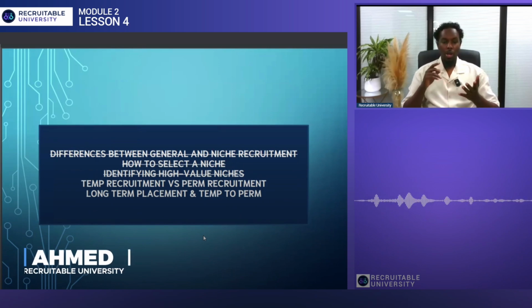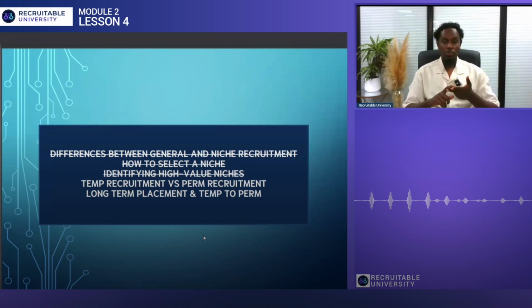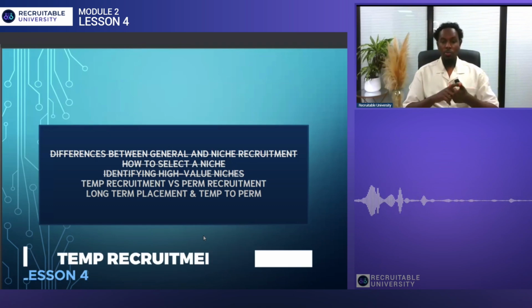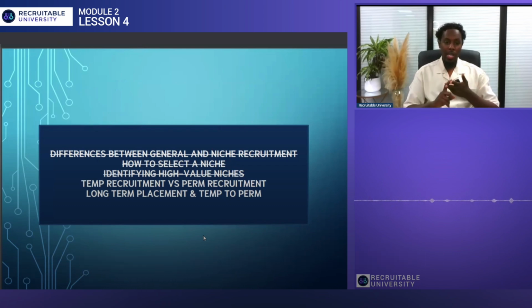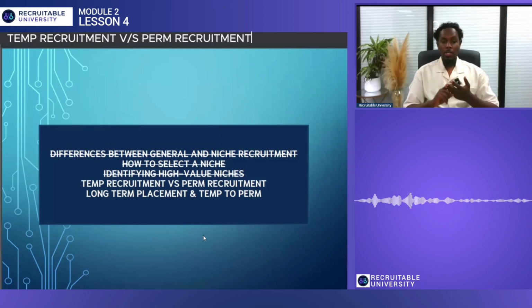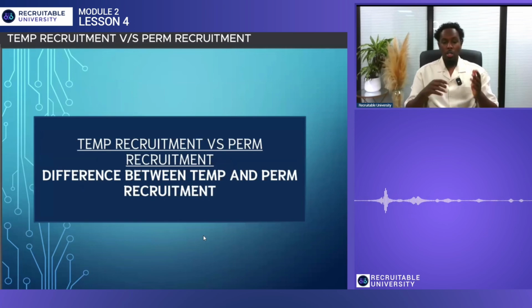On today's recruitment program, we've covered 3 lessons so far on the niche mastery, the second module. We've covered the difference between general and niche recruitment, how to select a niche, identifying high value niches, and now we'll be going on to temp recruitment versus perm recruitment. So what are the differences between temp and perm recruitment? The difference is temp is temporary, so it's shorter term placements or shorter term recruitment, as opposed to permanent recruitment, which is longer term.